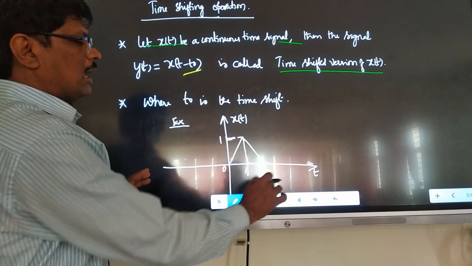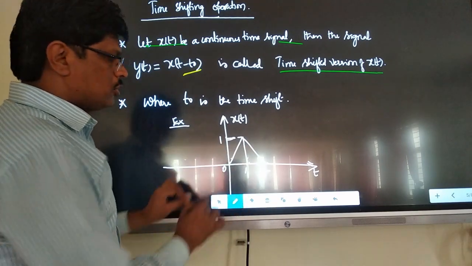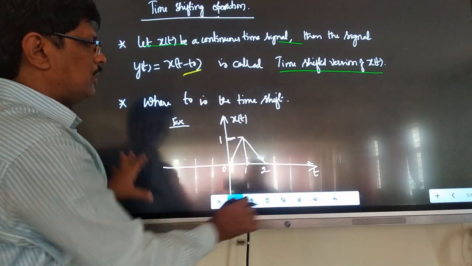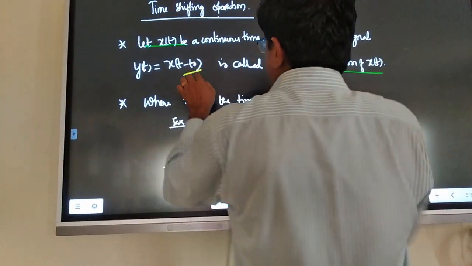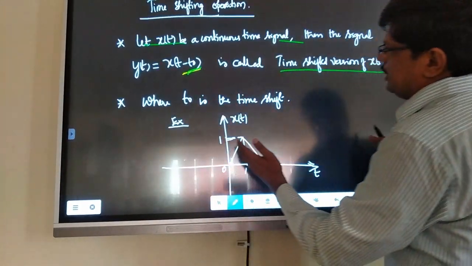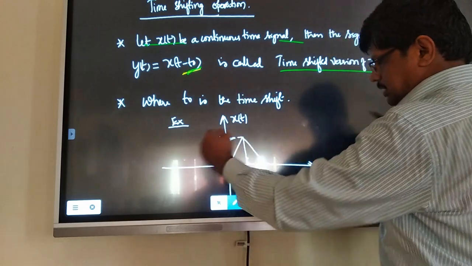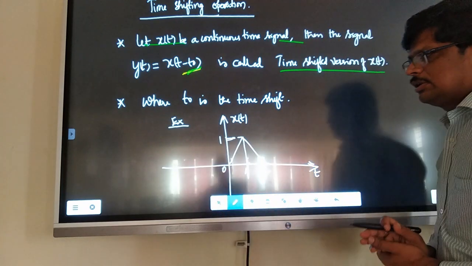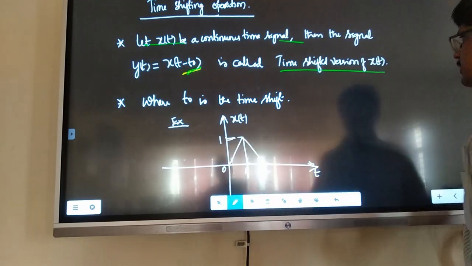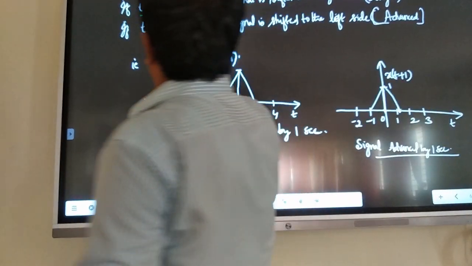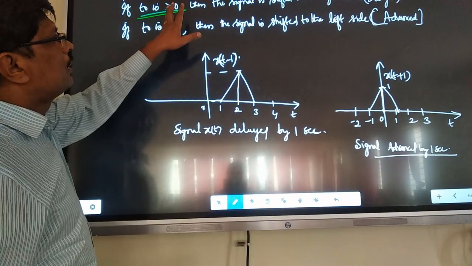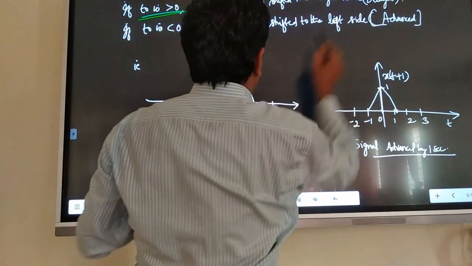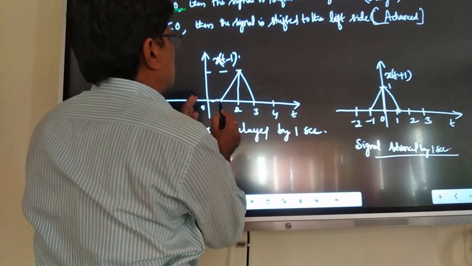Let us take one signal x of t, from 0 to 2 its amplitude is 1, at 1 its amplitude is 1, this is x of t. Now, based on this shift, if you shift to the right side you will get delayed signals. If you shift t naught to the left side, you will get advanced signals. For example, if t naught is greater than 0, then the signal is shifted to the right side. That is called a delayed signal.